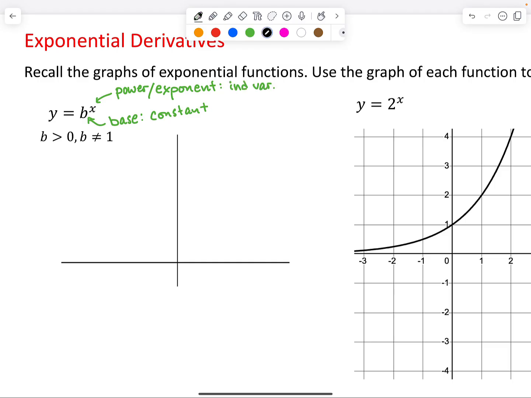An exponential function is not the same thing as a power function. 2 to the x is an exponential function, but x squared is a power function. It all depends on the position of the independent variable versus the constant. Now you get different looking graphs depending on the size of the base.